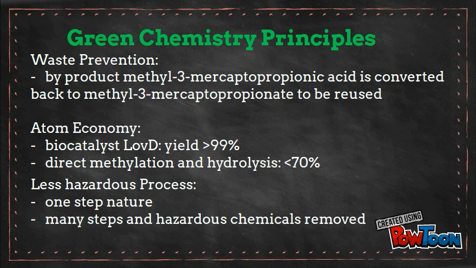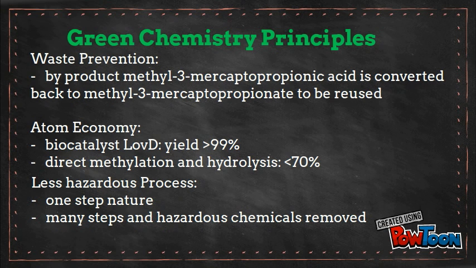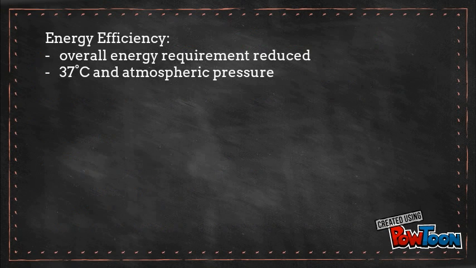Because of the one-step nature of using the LovD biocatalyst, many chemical reaction steps are removed, of which used hazardous chemicals such as methyl iodide and n-butyllithium. These chemical reactions are obsolete when using the catalyst and therefore reduce hazardous materials used. The overall energy requirement of the total reaction is reduced due to the reaction only requiring a temperature of 37 degrees Celsius and is performed at atmospheric pressure.